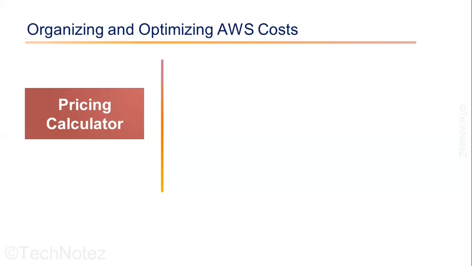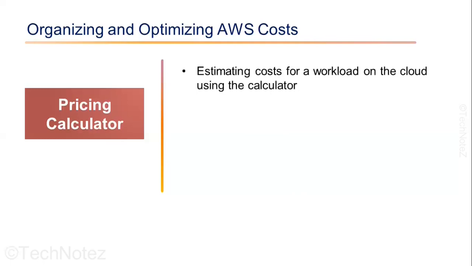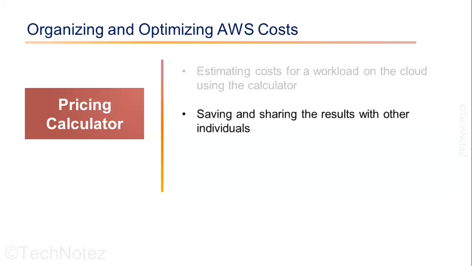This allows the customer to add their specific resource requirement and generate the detailed cost estimate for their desired configuration. You can estimate the cost for a workload on the cloud using the calculator. For example, if you are looking to launch a website for your company and you believe you are going to need 10 web servers, two different database servers, well, you can enter all of these factors into the pricing calculator and determine how much it would cost and share the results with others.